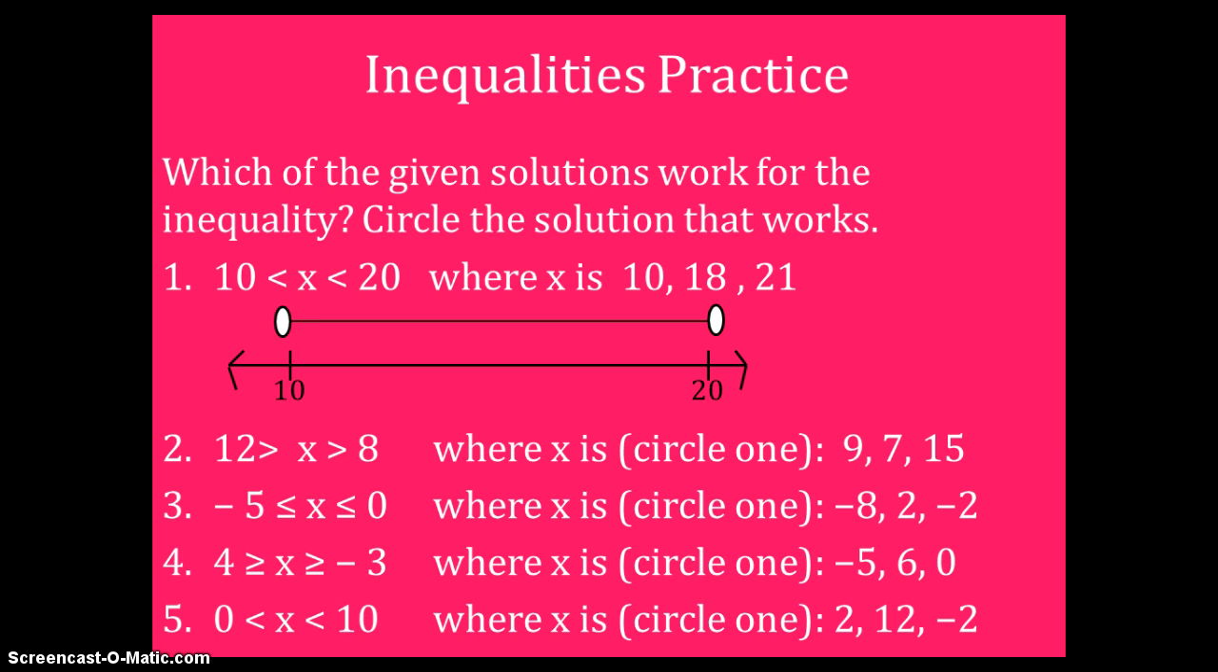And let's look at 21. If we use 21 for x, 21 is greater than 10, but it's not less than 20. So 21 would not work. The only answer that we could circle that would work for this inequality would be 18.